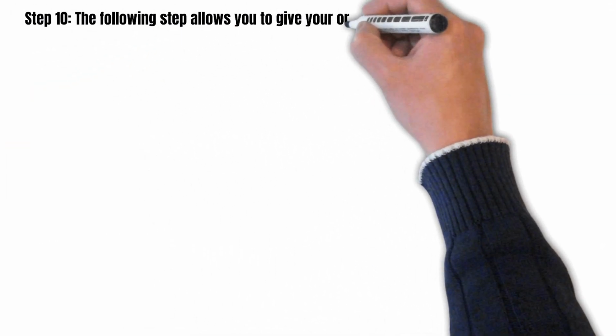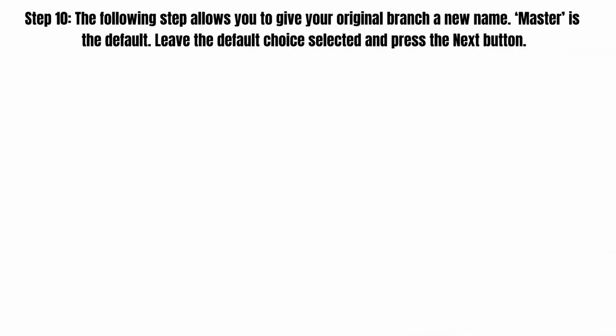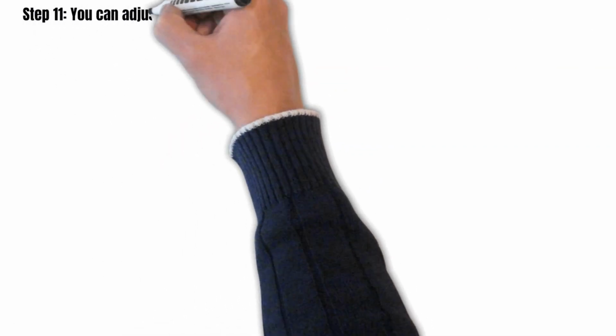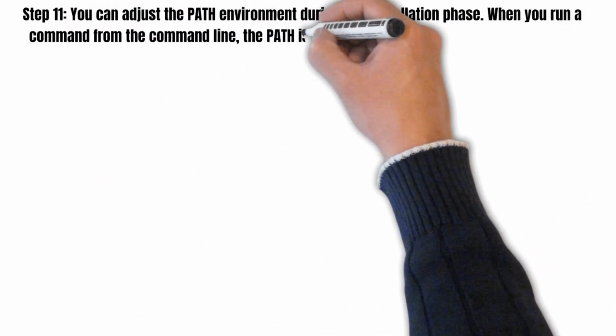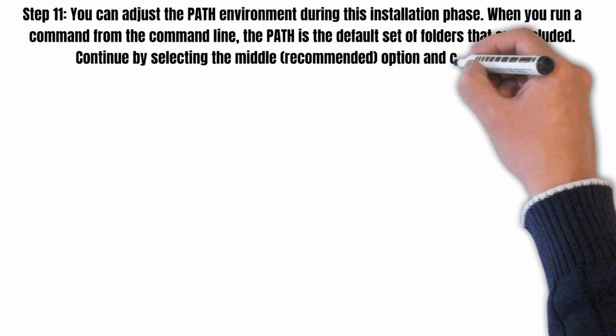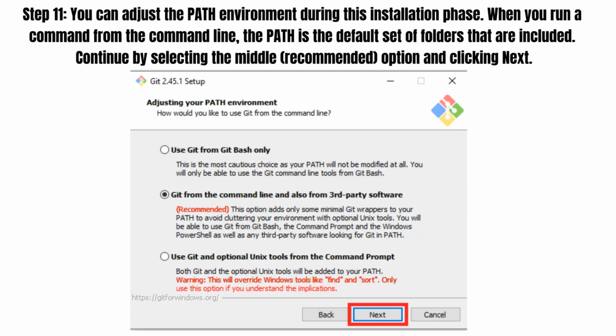Step 10. The following step allows you to give your original branch a new name. Master is the default. Leave the default choice selected and press the Next button. As you see on screen. Step 11. You can adjust the path environment during this installation phase. When you run a command from the command line, the path is the default set of folders that are included. Continue by selecting the middle option and clicking Next. As you see on screen.